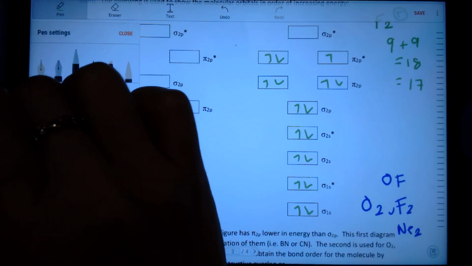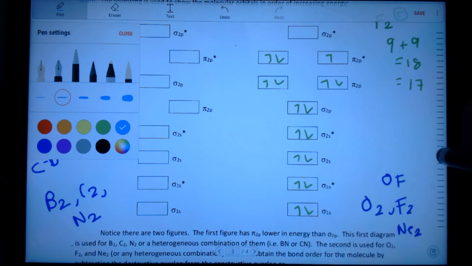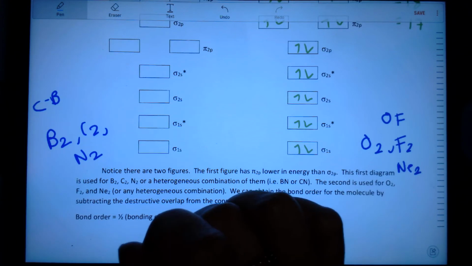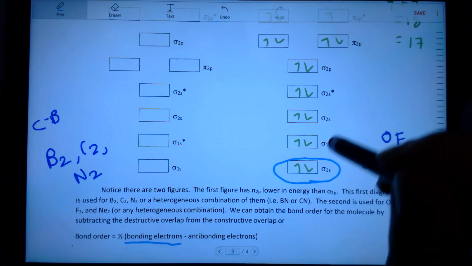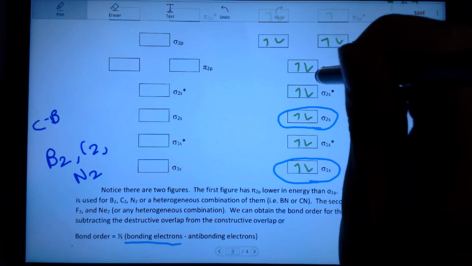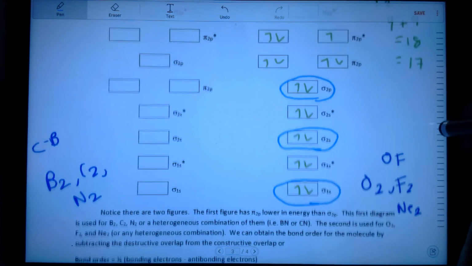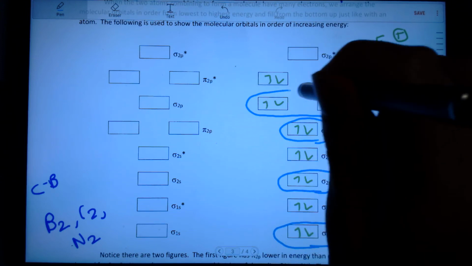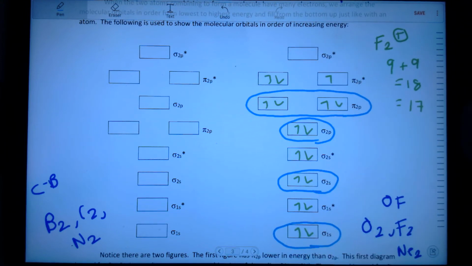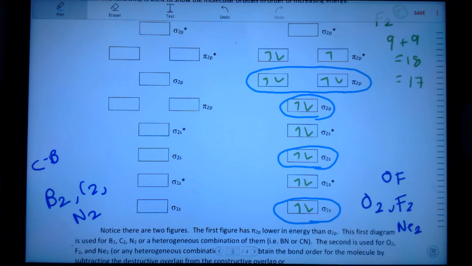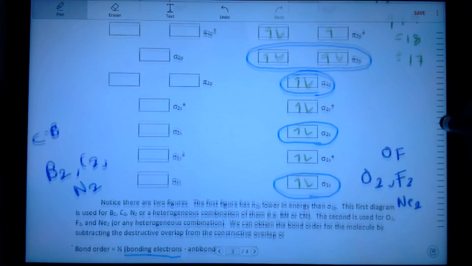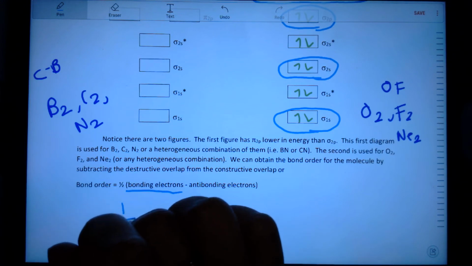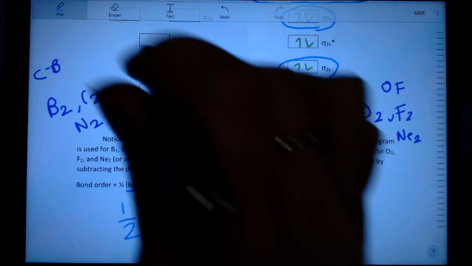Okay, so let's do some colors here. So let's use blue. Okay, so we'll make blue the bonding electrons. So these are bonding, these are bonding, these are bonding. And then these here are also bonding. I know those are bonding because they don't have the stars. Bondings are just the plain ones. The ones with the stars on them are the antibonding. So let's count what we have. 2, 4, 6, 8, 10. Okay, so we have 1/2 times 10 minus.